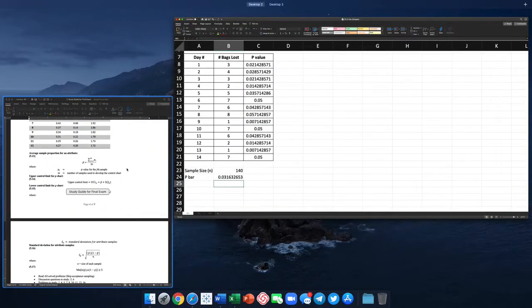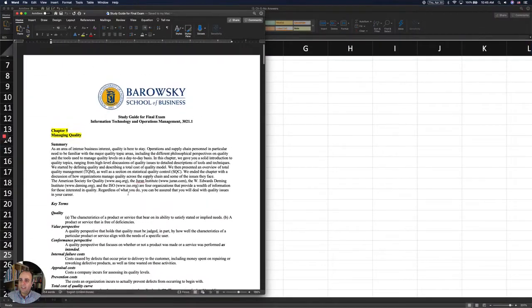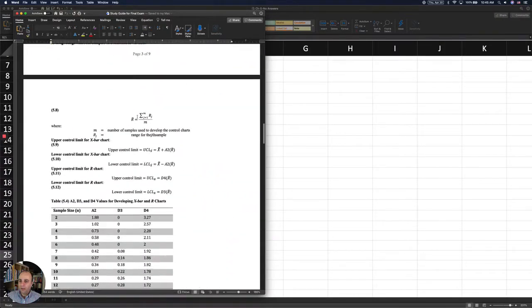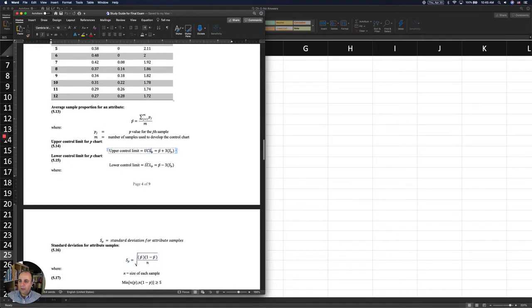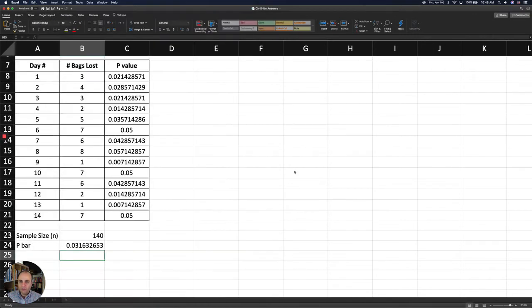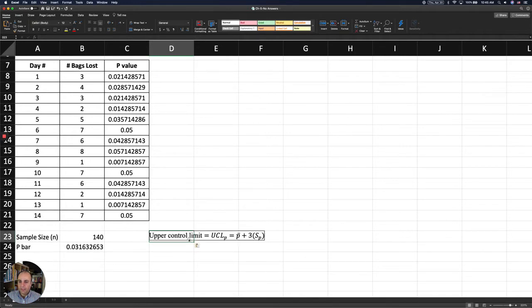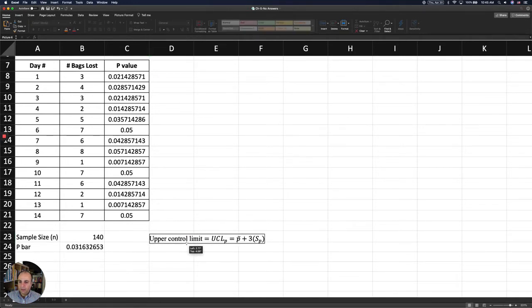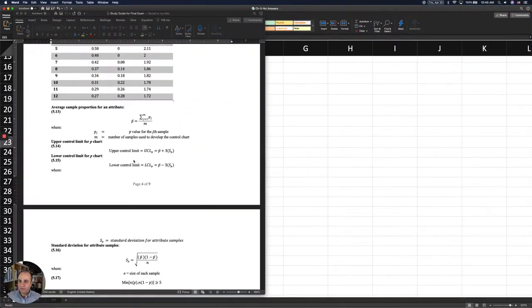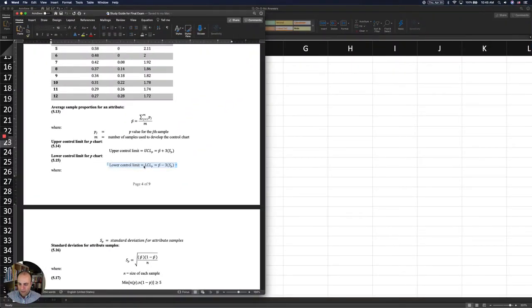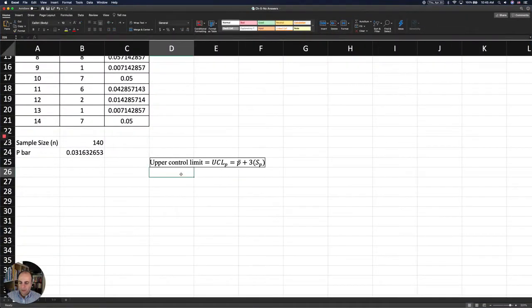Let's see what the formulas are. In the study guide that is available to you, if you go to chapter 5, in the key formulas, you see that the upper control limit and lower control limit for p-bar are given by these two formulas. So let's take a note of these formulas in our sheet here and see if we can use them later. So this is my upper control limit. Let's put it somewhere around here. And then I have my lower control limit. Let's put it here.